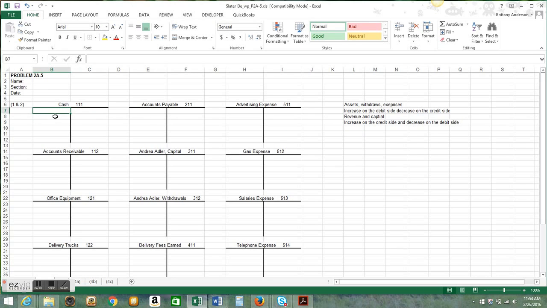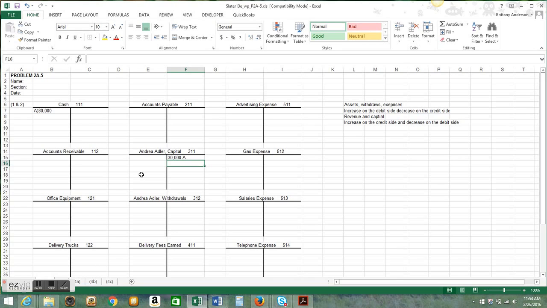So our first transaction was letter A. The owner invested $30,000. So I have my owner investment of $30,000 of cash, increasing my cash, so it's going to be on the debit side. It will also increase my capital by $30,000 because I'm going from zero capital to $30,000, and it is letter A. So my first transaction is done.